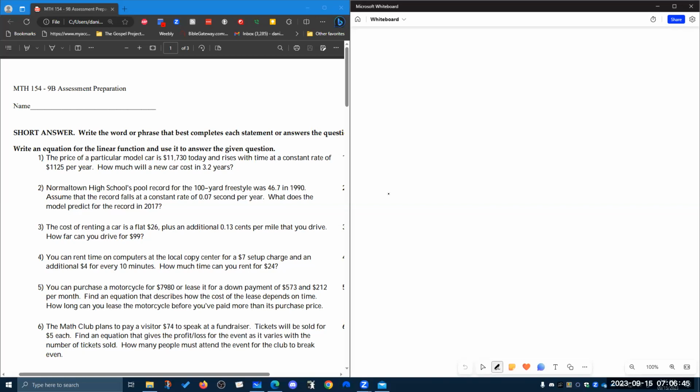So in the first problem here, we have the price of a car. I'll call that P of T, since time is what's changing. And today the price is $11,730. Let's go ahead and put that in for readability.